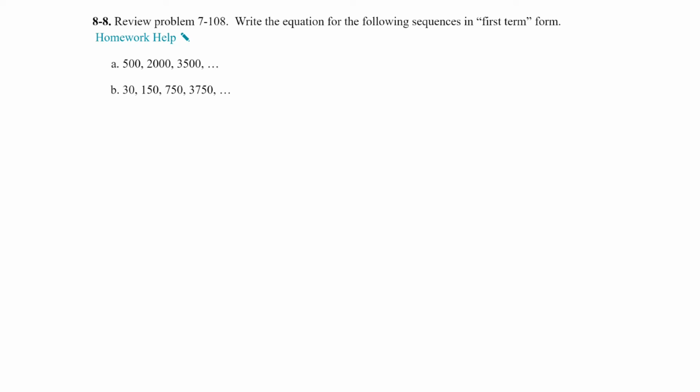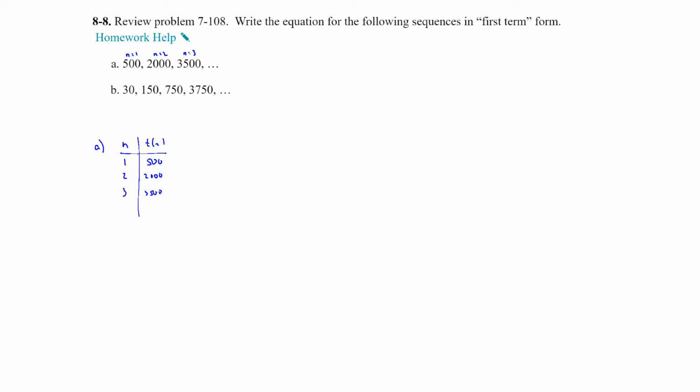So this would be n equals 1, n equals 2, and n equals 3. So we'll be using the first term instead of the initial term, which we would call term n equals 0. So let's go ahead and take a look at this. I'm going to set up a table here to kind of help see what the pattern is. So we have term 1 at 500, term 2 at 2,000, and term 3 at 3,500.